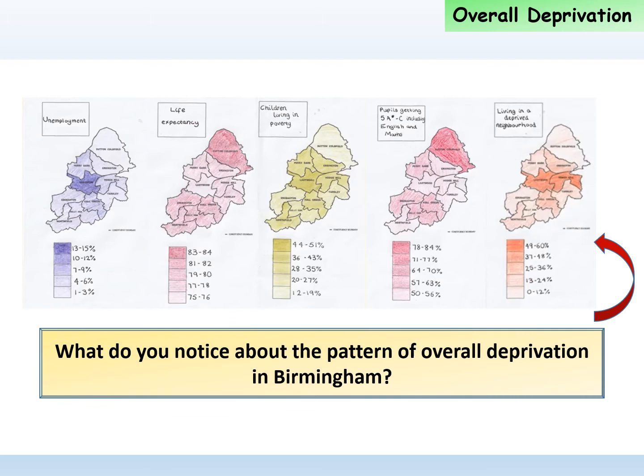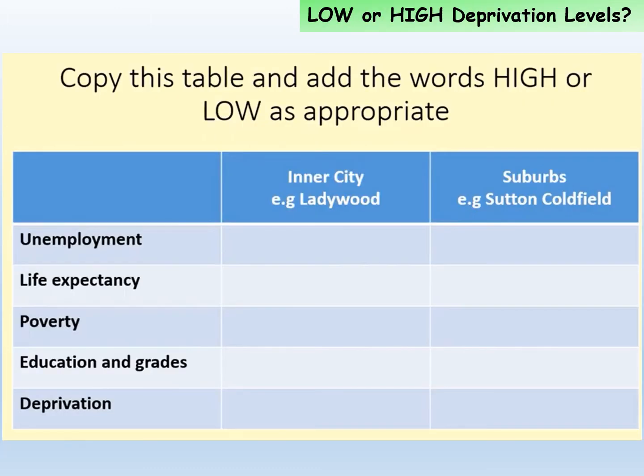So let's see if we've been able to follow what's been going on so far. What I would like you to do is to copy this table into your notes. And all you've got to do is to write down the words high or low as appropriate in that table. So we've got two different locations. We've got the inner city, e.g. Ladywood, and we've got the suburbs, e.g. Sutton Coldfield. And see if you can remember from the video whether or not the different measures are going to be high or low, and write them into the table.